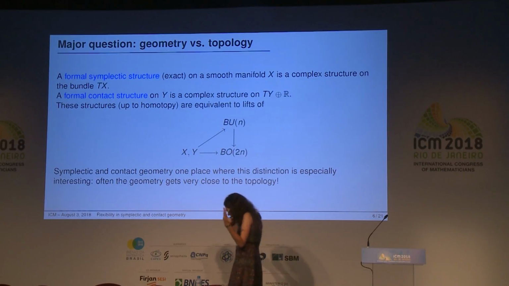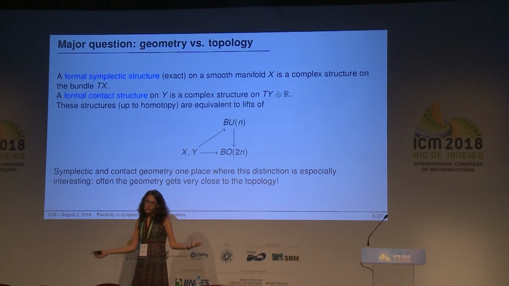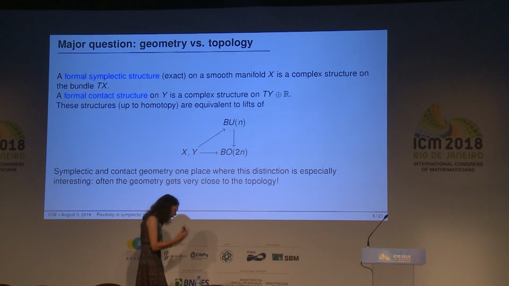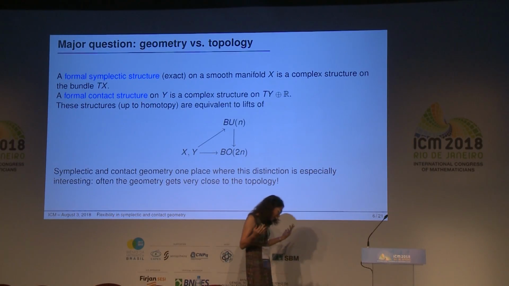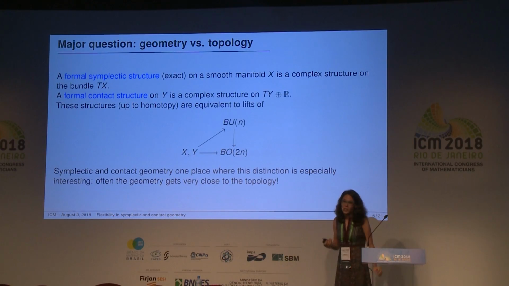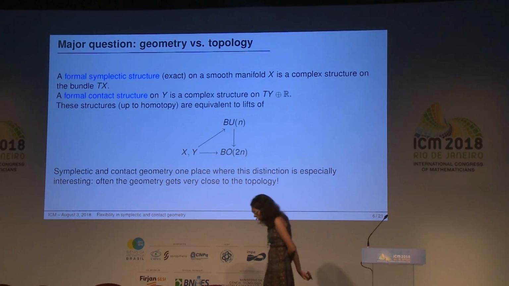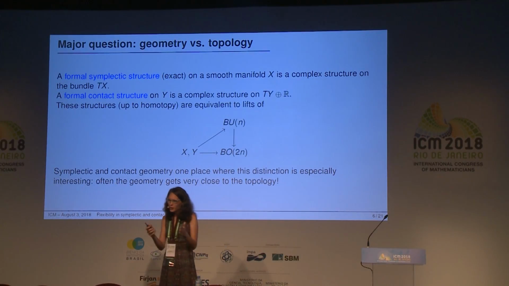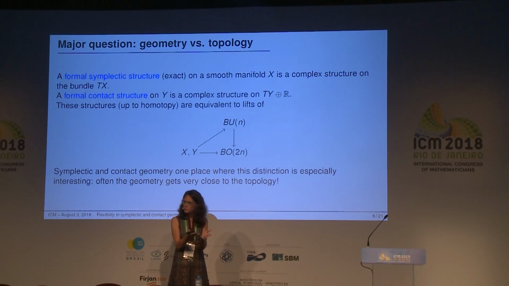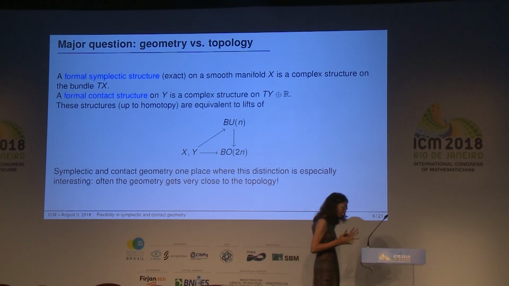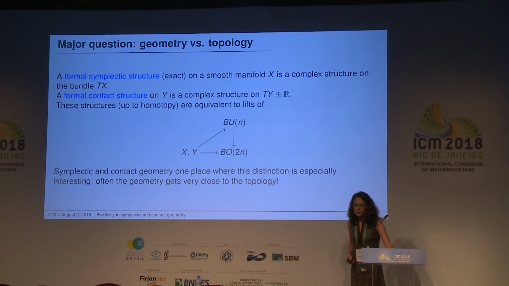So, as I say, in any field of geometry, you can always set up these corresponding formal questions as a first necessary hypothesis. But symplectic and contact geometry are especially fruitful places where a lot of times the geometry and the topology are close enough that it's especially fruitful to think in these terms, I would say.